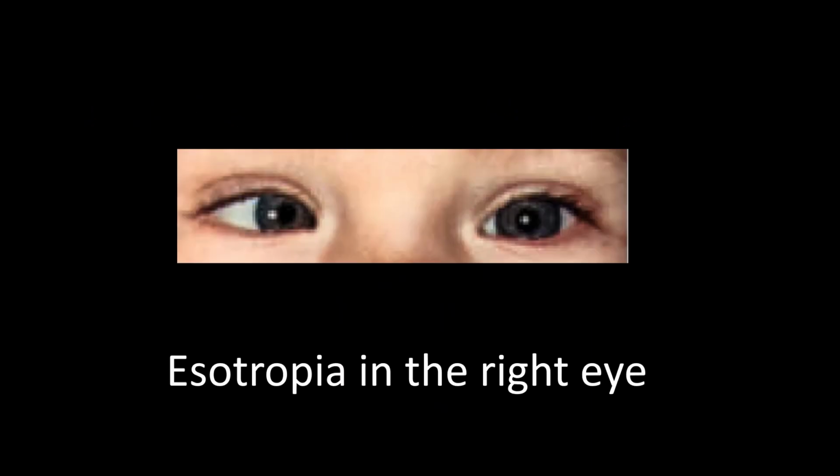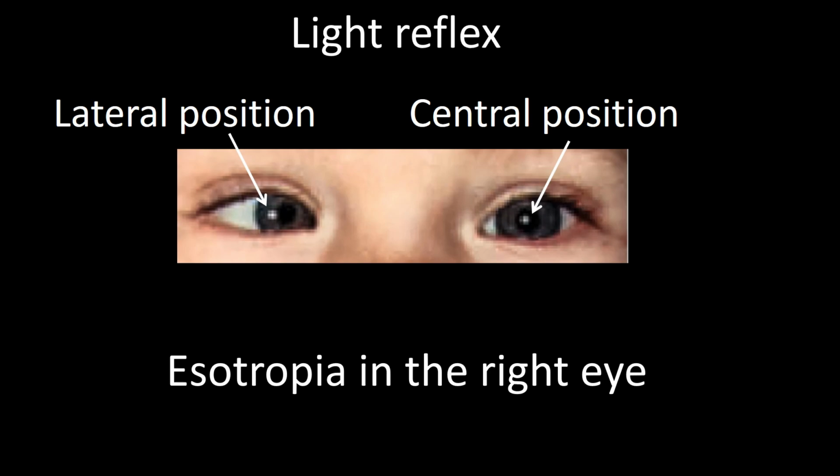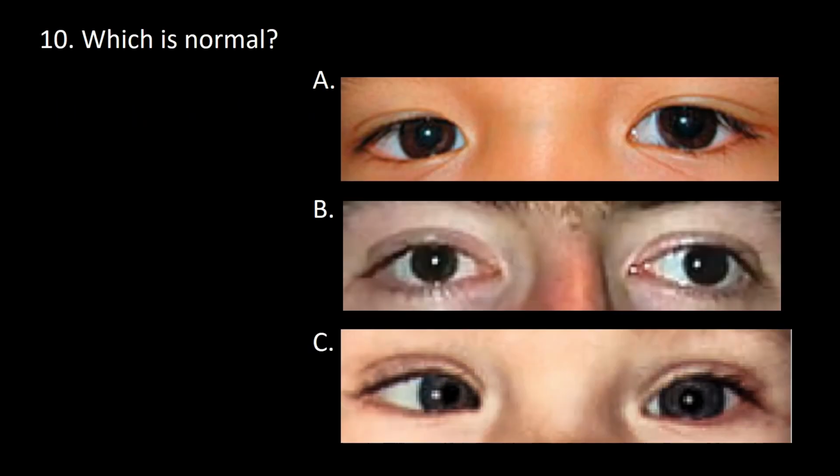The third patient has esotropia, described as an inward turning of the eye. Esotropia is the most common type of strabism in infants. This patient has esotropia of the right eye. Notice that the light reflex is central in the left eye and over the lateral side of the iris in the right eye. So the answer to this question is A.